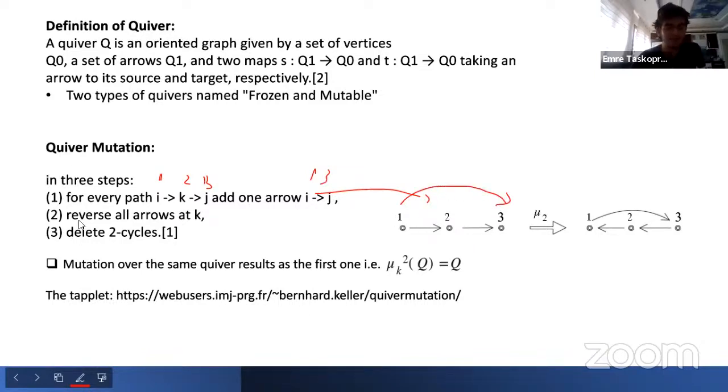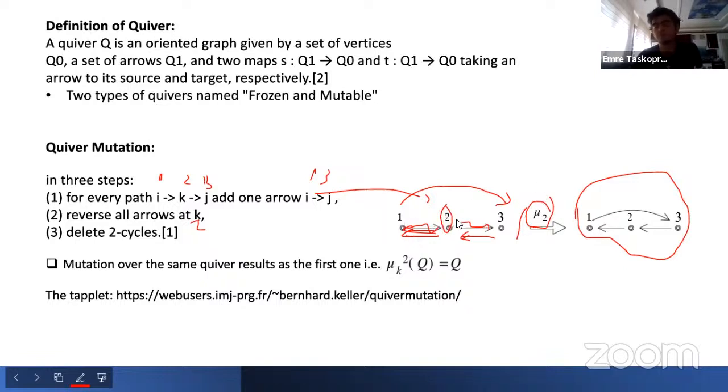I'm adding 1 arrow, 1 to 3, sorry. Then reverse all arrows at k, and in this part, 2. I'm reversing all these arrows. And in the last part, delete 2-cycles. And I'm deleting cycles, which gave us the new graph. The graph in which our node is mutated. And we show the mutation notation as mu, in the Greek alphabet.